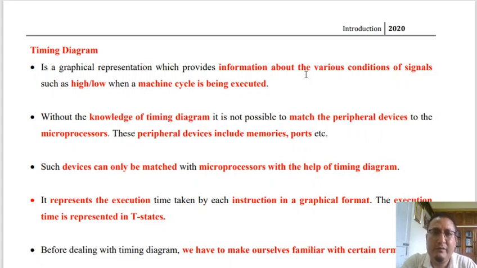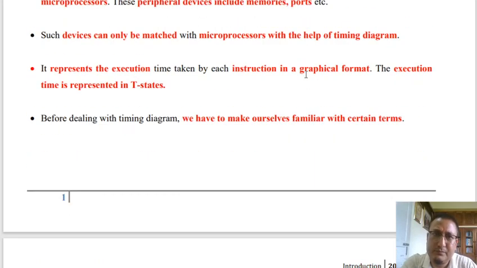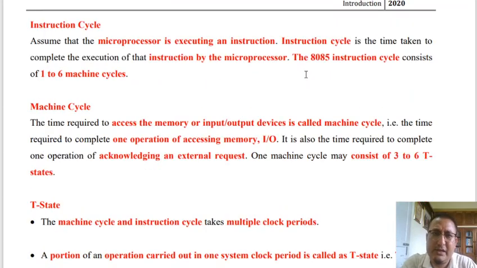Now, before moving further, let us acquaint ourselves to a few important terminologies. Now, the terminologies are instruction cycle. Assume that the microprocessor is executing an instruction. Then instruction cycle is the time taken to complete the execution of the instruction by the microprocessor, right? So, instruction cycle is the time taken to complete the execution of an instruction by the microprocessor. Now, an instruction cycle consists of 1 to 6 machine cycles.